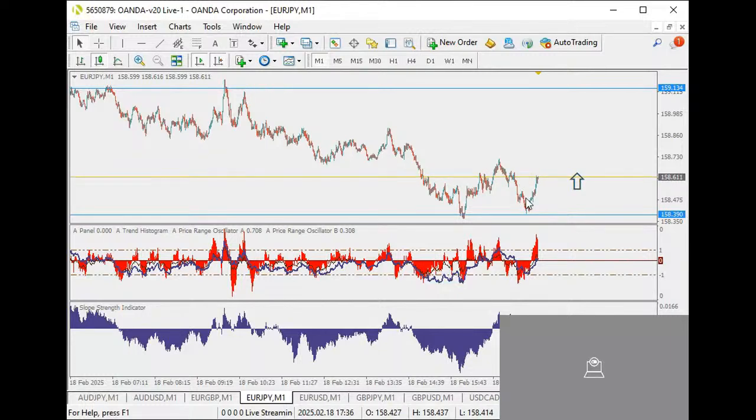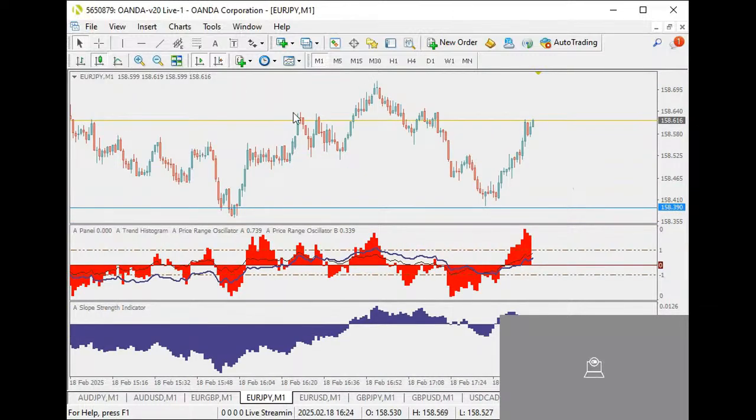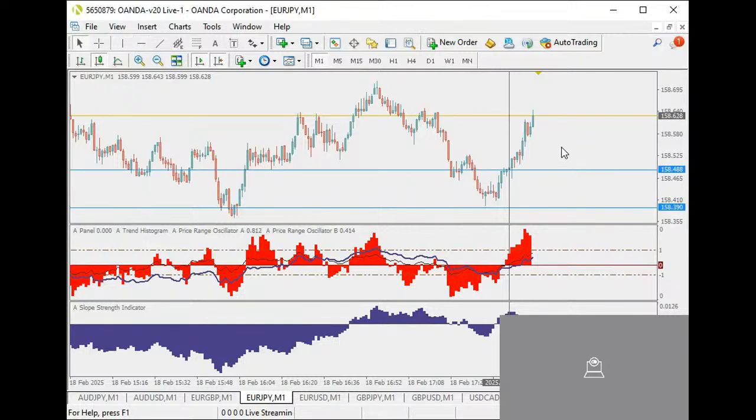I should have marked where I entered with a vertical line. I forgot to do that. One, two, three, four, five, six, seven, eight, nine, 10. I entered somewhere around here, maybe. One, two, three, four, five, six, seven, eight, nine. So right around there. Still heading higher.